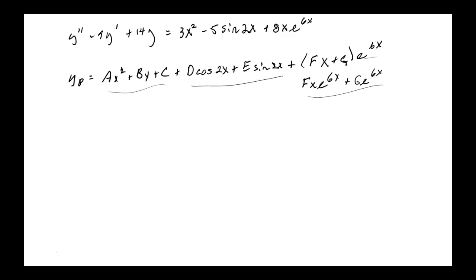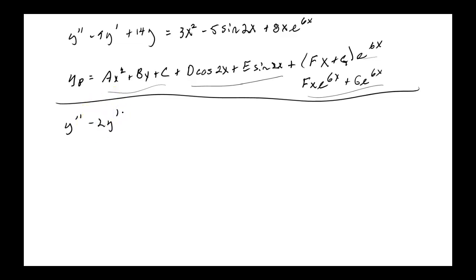But anyway, here's example 7. I think this will be pretty simple. Find a particular solution for y double prime minus 2y prime plus y is equal to e to the x.